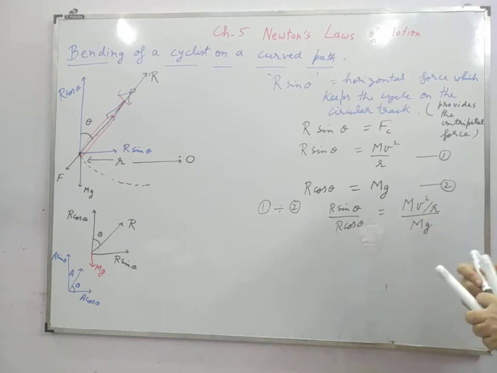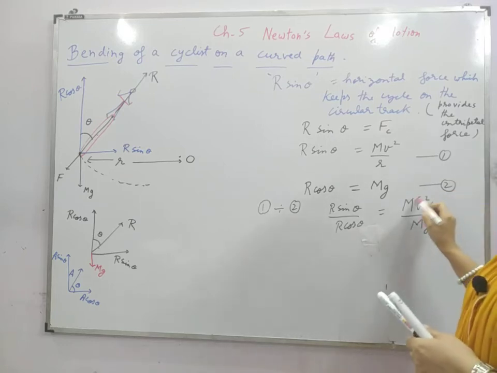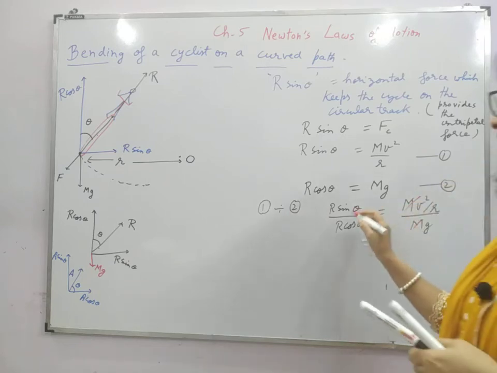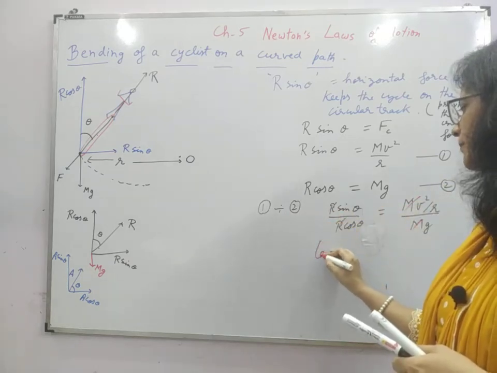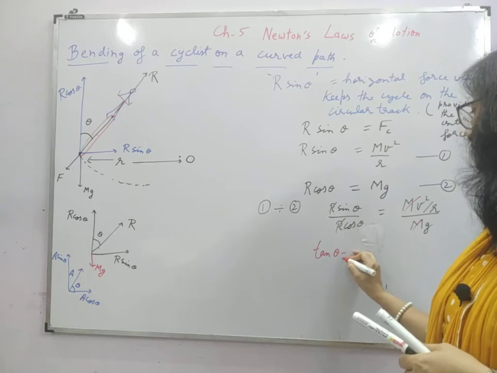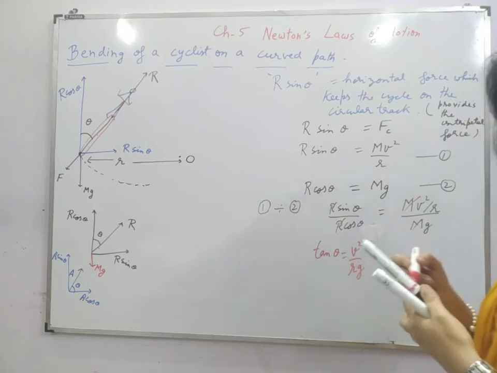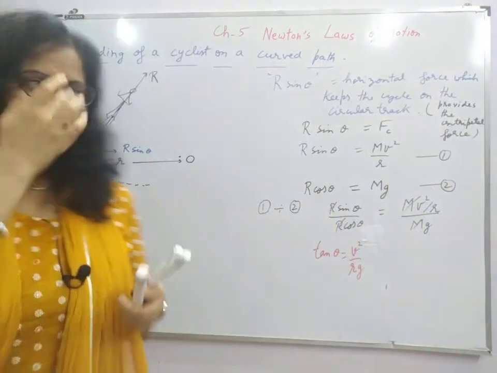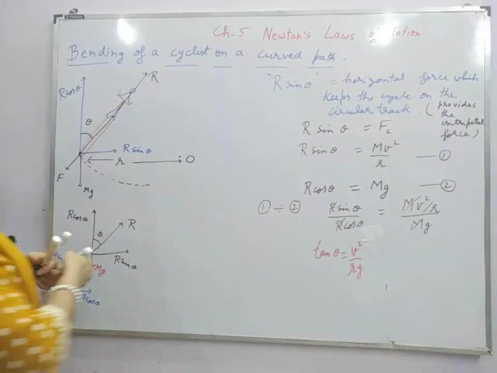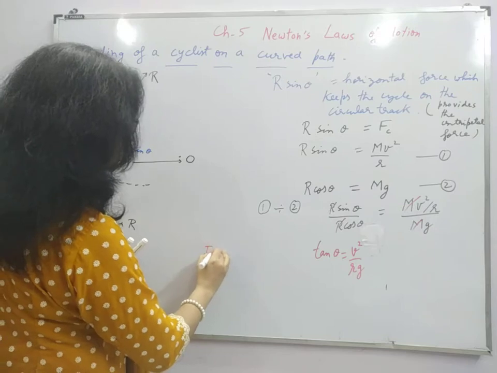We just need to solve this. This m will be cancelled and this r will be cancelled. So from here, the result comes out to be tan theta is equal to v square upon rg. Now, if we discuss a few points from here, we can write an important note.